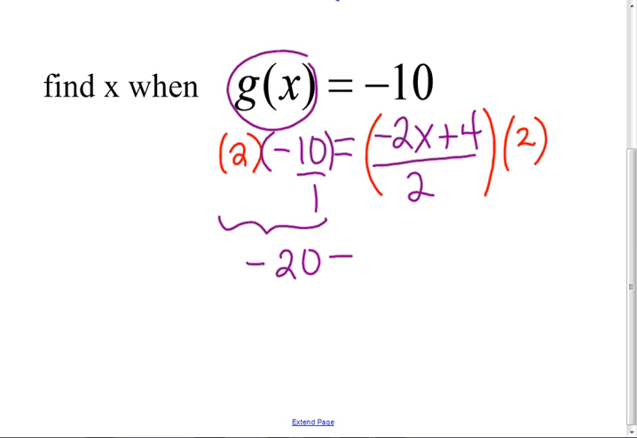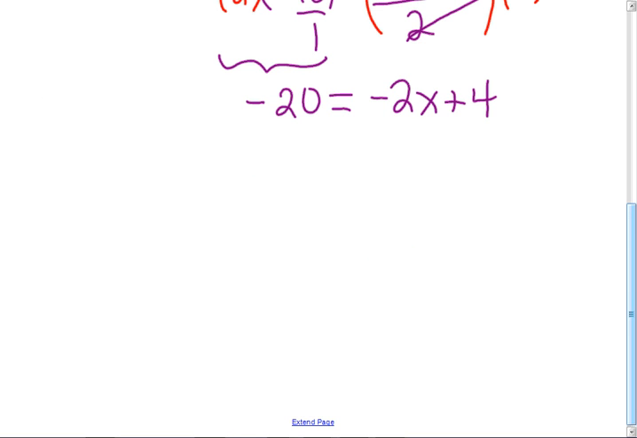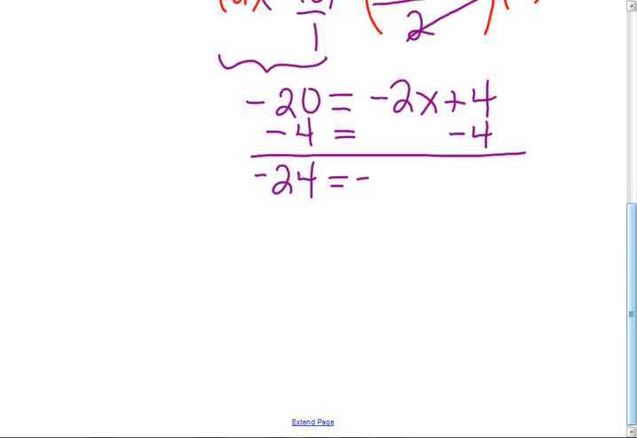Negative 20 equals, now what's going to happen to the 2's here? Rusbin, what's going to happen to the 2's? They're going to cross out. Negative 2x plus 4. Now, we should know how to solve that. Luke, how do I solve that? Give me a number. Minus 4. Okay, we got to communicate. This is negative what? 24. Negative 2x, and then what do we do? Divide by negative 2. And what's the input?